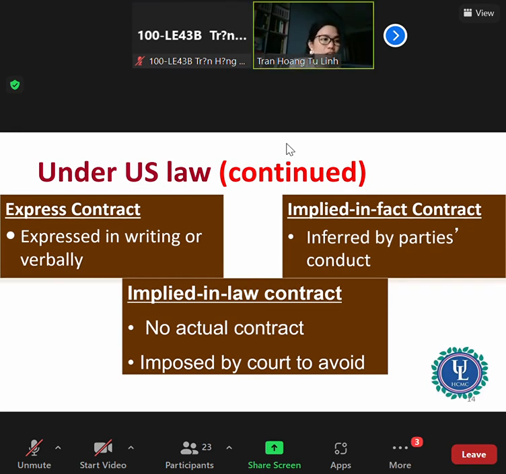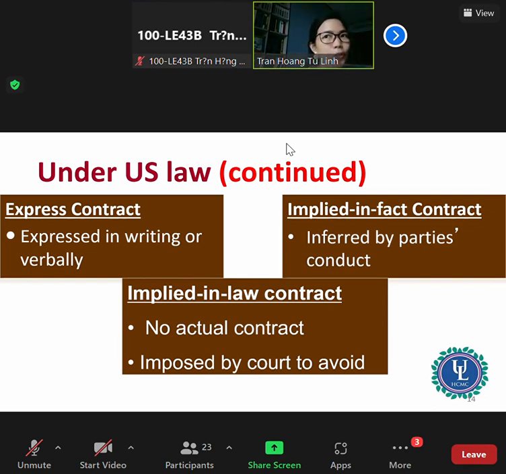Okay, so express, like the word itself, very clearly, right? So express contract, it means what? The terms of the agreement are fully and explicitly stated, okay? And stated in words, right? It can be oral or written, okay? It can be in both forms. It can be either oral or written form, that would be fine, okay?